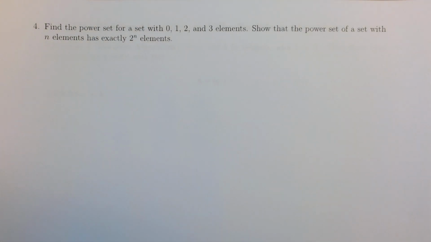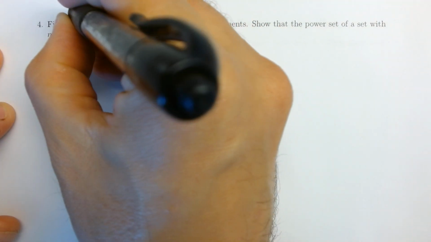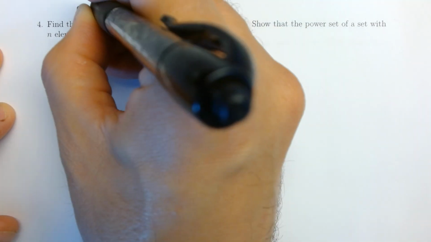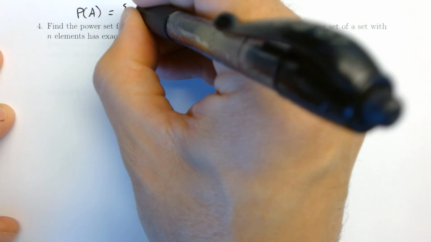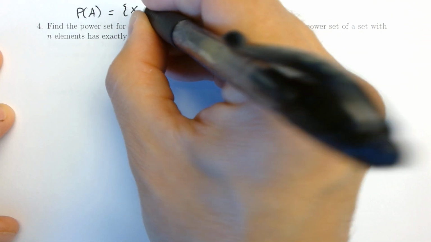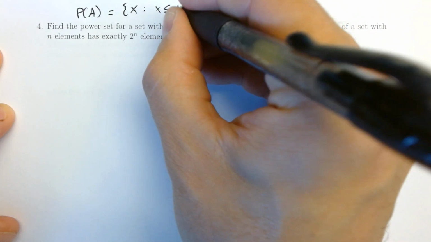Okay. Next, we review the idea of a power set. So we'll look at the power set of a set with 0, 1, 2, and 3 elements, and then we'll establish a pattern that the power set always has 2 to the n elements if the original set has n elements. So remember that the power set of a set is the set of all subsets of that set. Let's just put that up here. So the power set of a set A is equal to the set of, let's say, capital X, such that X is a subset of A.